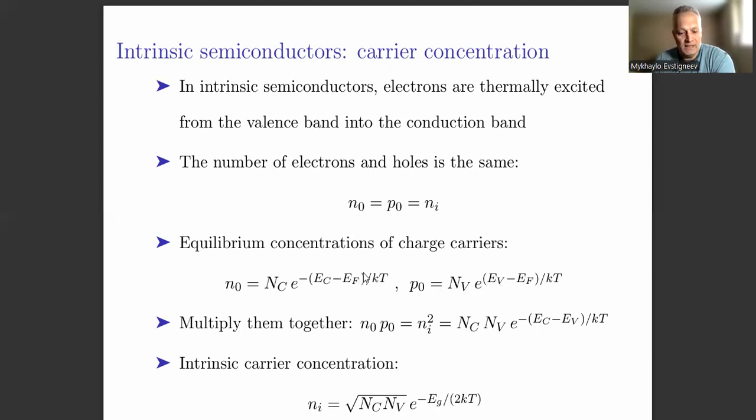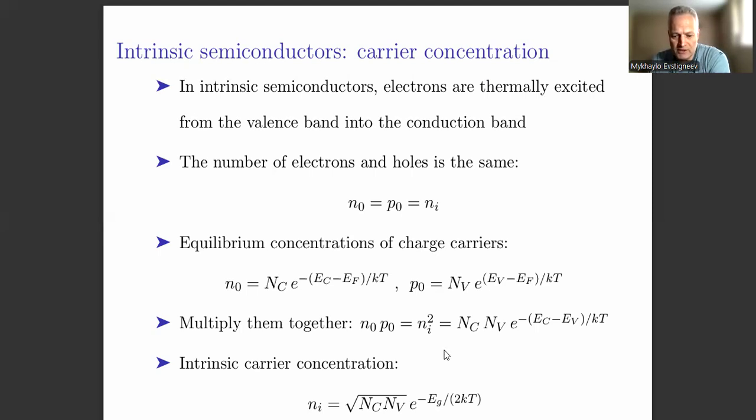Notice that both formulas involve the Fermi energy, which is unknown. But notice that in the first formula, the electron formula, the Fermi energy enters with the plus sign in the exponential. Minus times minus gives me a plus. And in the second formula for the holes, the Fermi energy enters with the minus sign. So if we multiply them together, then the Fermi energies will mutually cancel, like that.